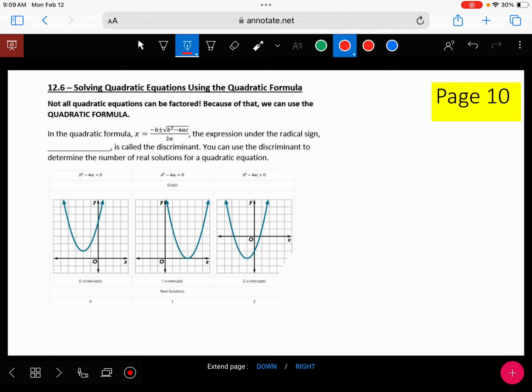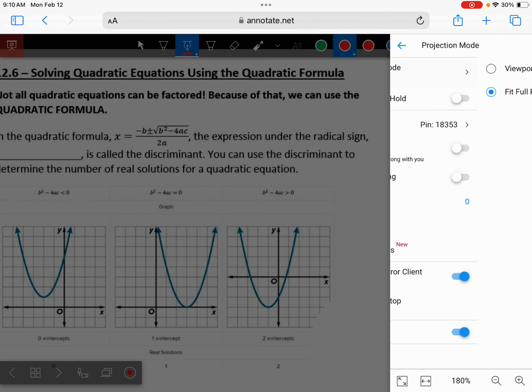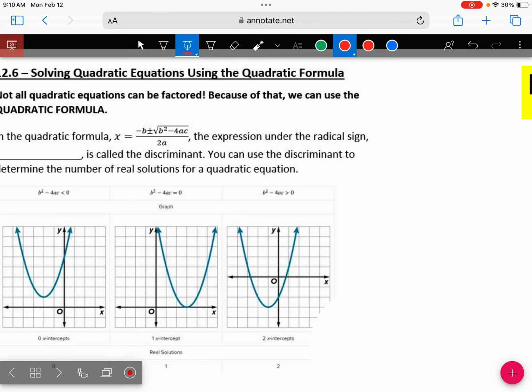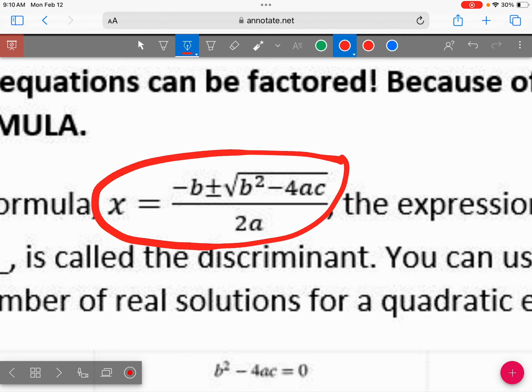Okay. So not every quadratic can be factored. Because remember, we have to find two numbers that multiply and add. Well, that's not always possible. But the one thing you can always depend on is the quadratic formula. This is the quadratic formula. Let me zoom in. This is the quadratic formula right here. You do not need to memorize it. It will be given to you on the next test.